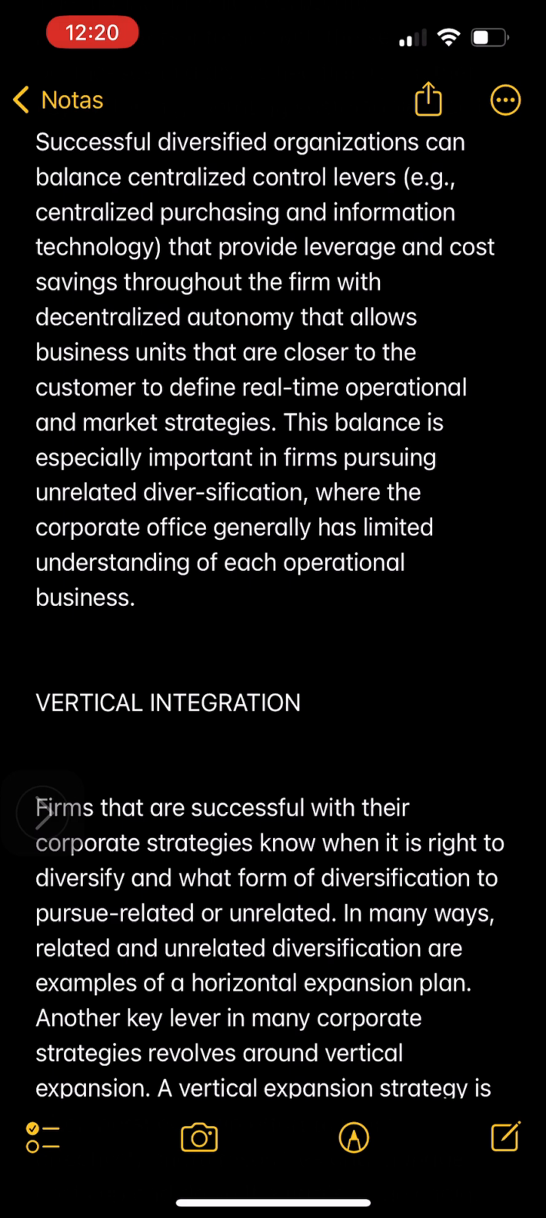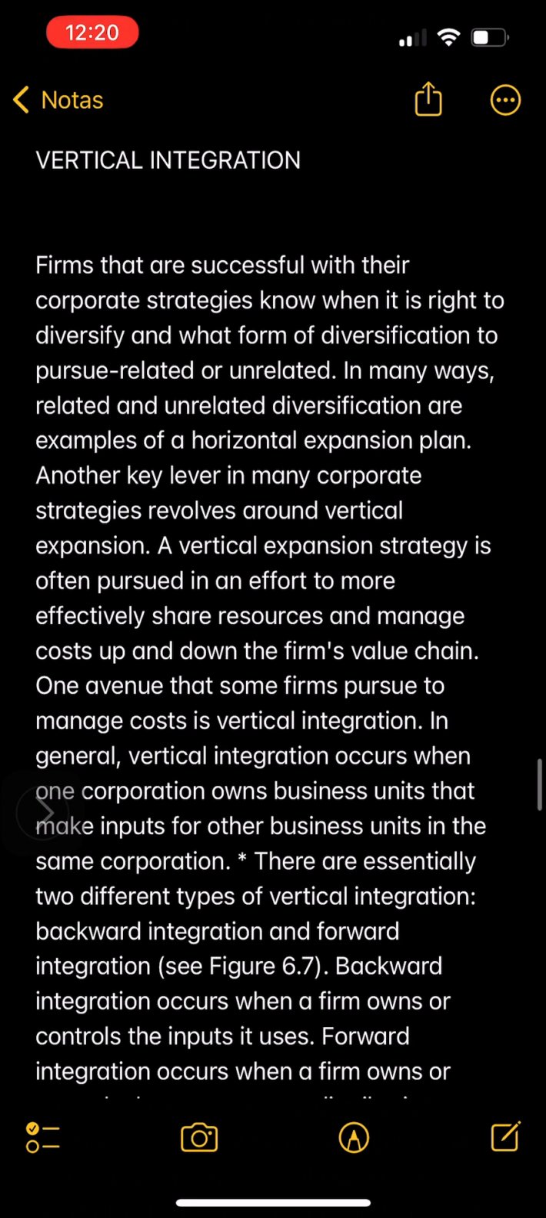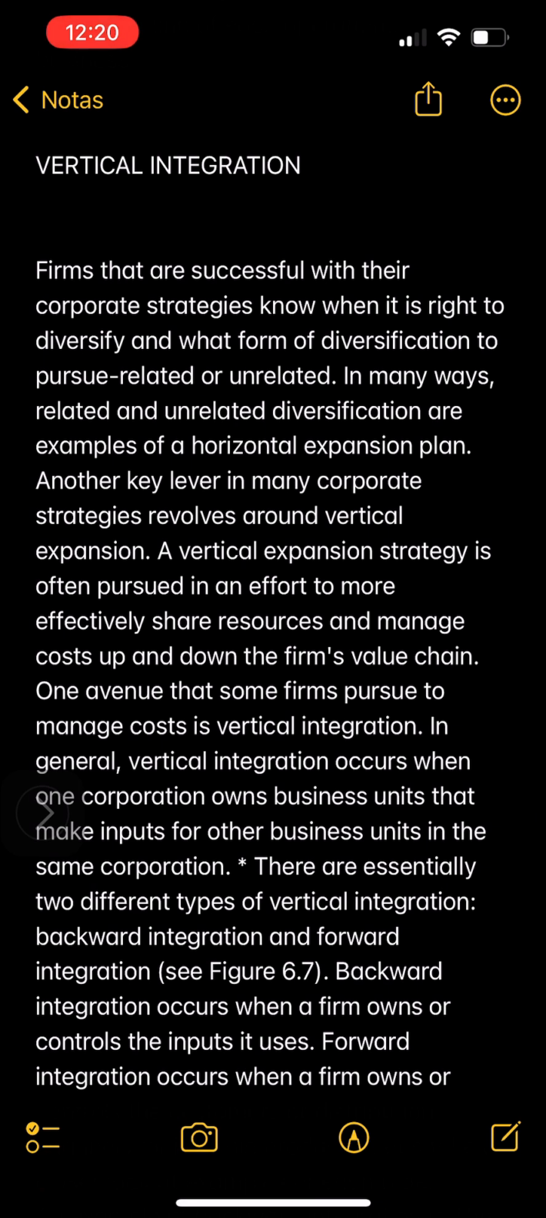operational business. Vertical integration. Firms that are successful with their corporate strategies know when it is right to diversify and what form of diversification to pursue, related or unrelated. In many ways, related and unrelated diversification are examples of a horizontal expansion plan. Another key lever in many corporate strategies revolves around vertical expansion. A vertical expansion strategy is often pursued in an effort to more effectively share resources and manage costs up and down the firm's value chain.